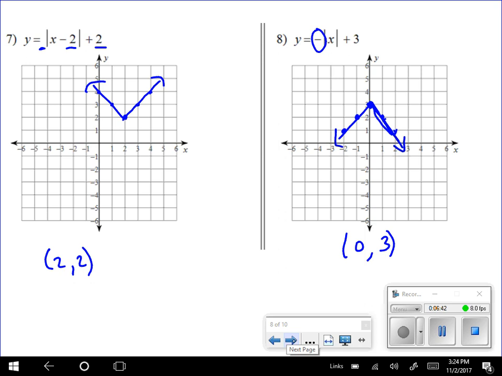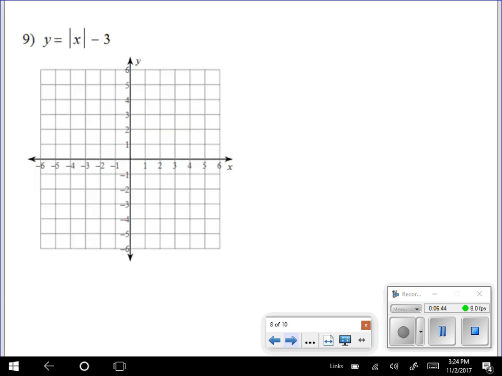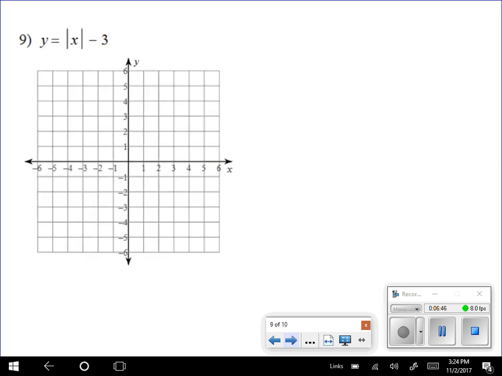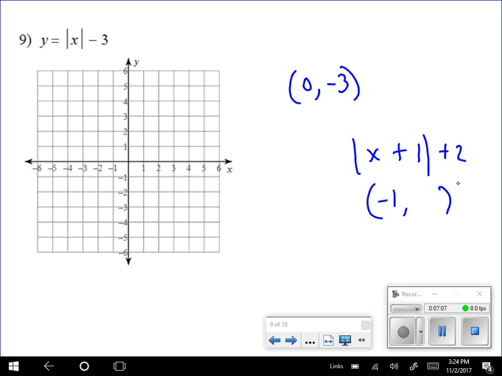Okay, so we only have one left, and then we will be done. This last one, okay, this one's going to be heading up. We don't have a negative. My vertex is going to be at 0, negative 3. Remember, if it was something like this inside your vertex, you would be at negative 1 inside the absolute value. It's the opposite of what you think. So if it was this, this is what we would have. We didn't have an example of that.